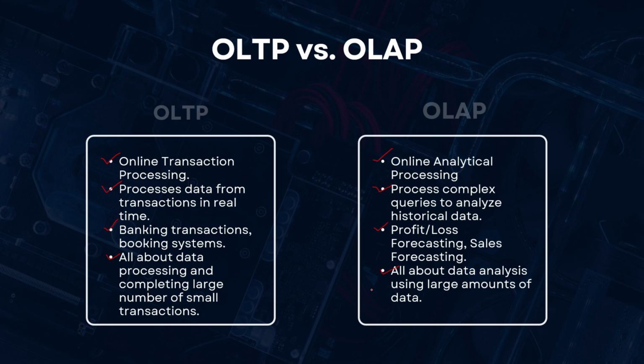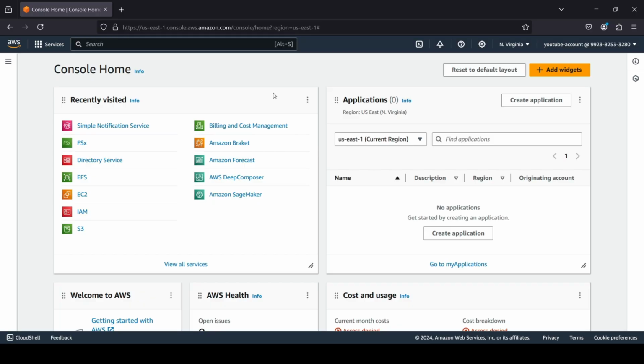So hope you guys did get a good understanding of what RDS is, what the different functionalities related to RDS are, and why you should deploy your RDS on the AWS cloud. What is OLTP and OLAP, and what are the differences between the two of them? And in today's video, we're going to be taking a demo into RDS.